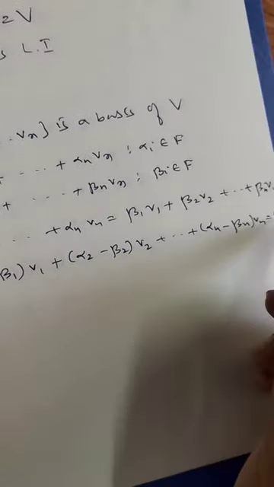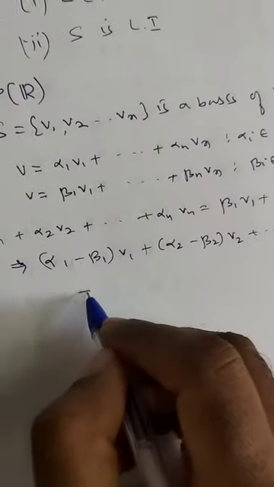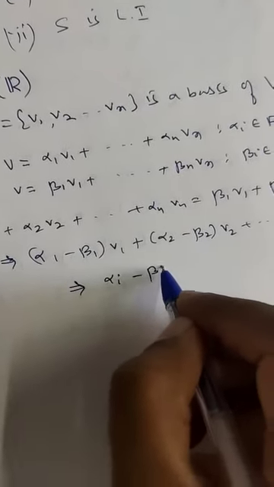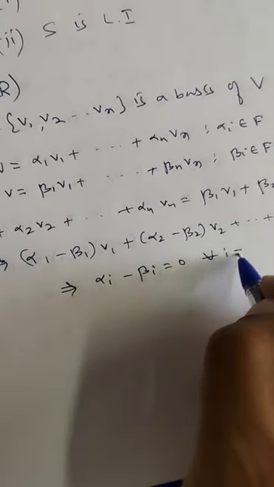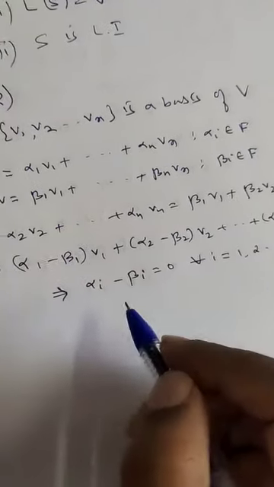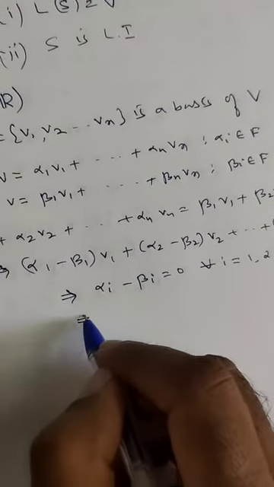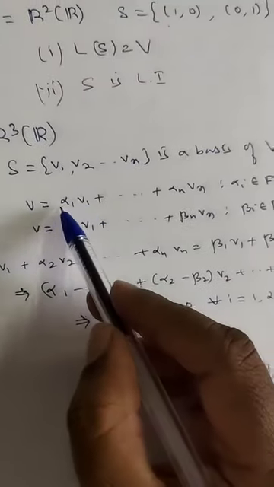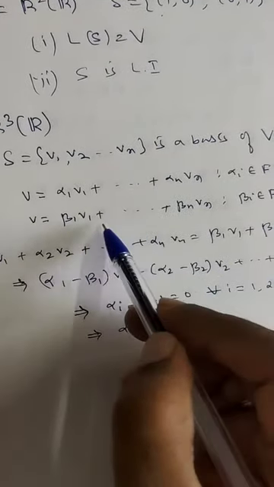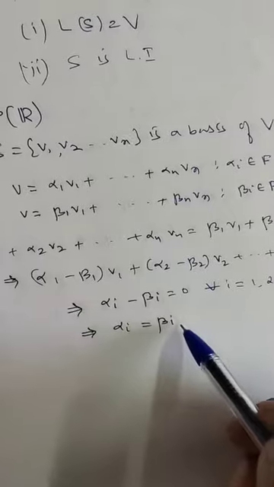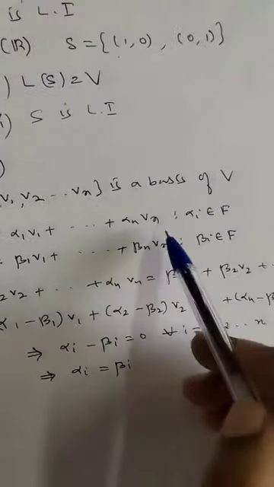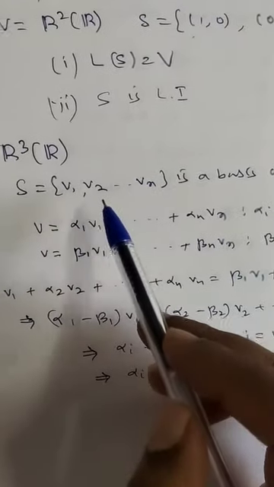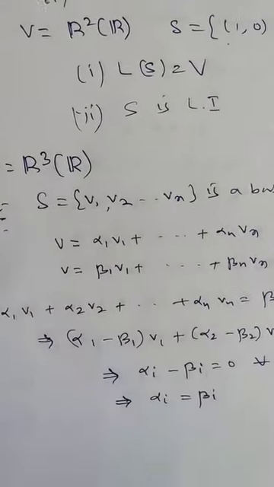But V1, V2, etc. Vn are linearly independent, which means each alpha i minus beta i must be 0. Each alpha i minus beta i is equal to 0 for every i taking values from 1 to n. This means alpha i is equal to beta i. So if you write V as a linear combination of this and this, then alpha i must be equal to beta i, which means every element of V can be uniquely expressed as an element of S.